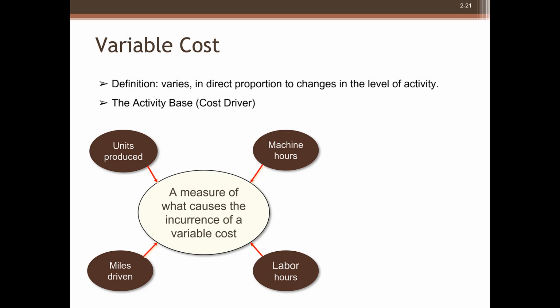Variable cost. Variable costs vary in direct proportion to changes in the level of activity. Examples are cost of goods sold, direct material, direct labor. These costs will change in response to change in the level of activity. For a cost to be variable, it must be variable with respect to something. The something is the activity base, or cost driver. The activity base is a measure of what causes the incurrence of a variable cost.